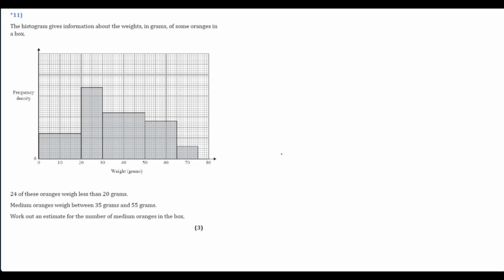Question 11. We have a histogram question here. The histogram gives information about the weight in grams of some oranges in a box. 24 of these oranges weigh less than 20 grams. Okay. The medium oranges weigh between 35 and 55 grams. I'm just going to section that in actually. Just going to zoom in a little bit.